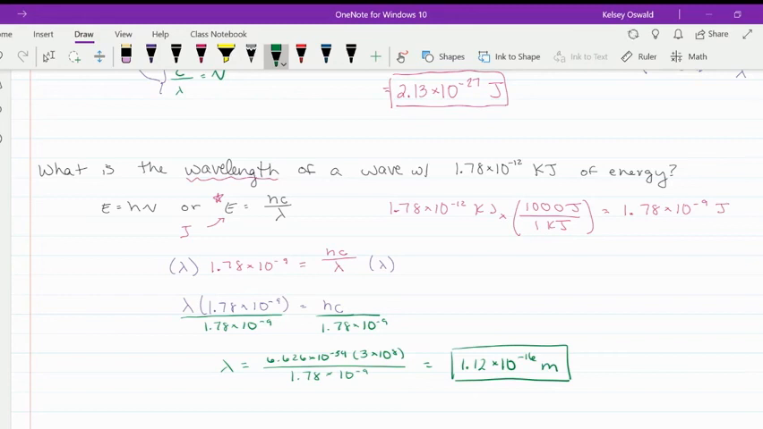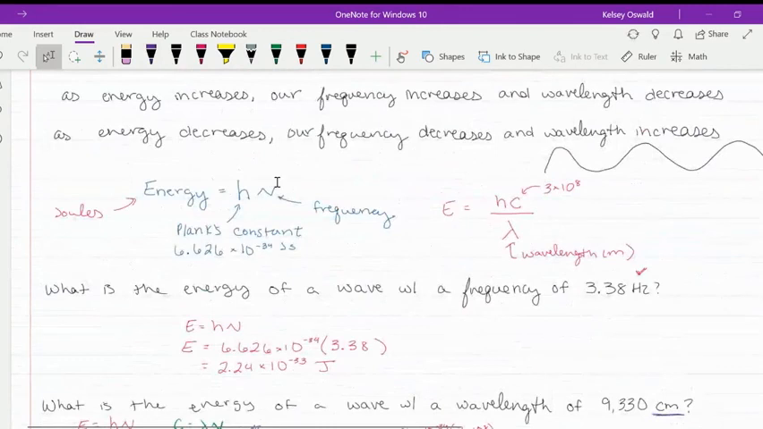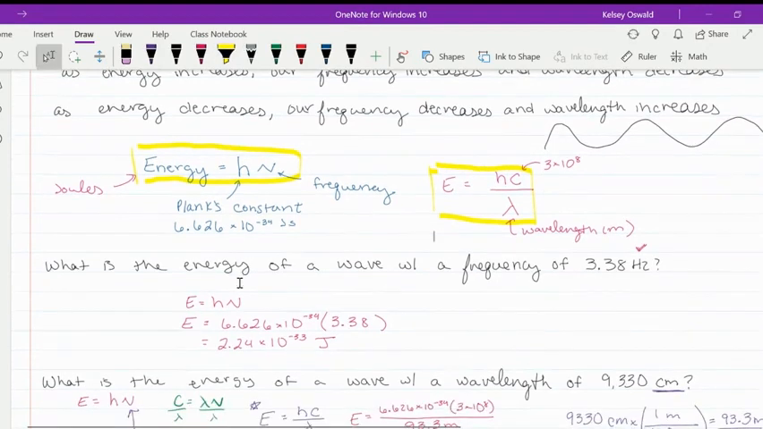All right, so I hope that helps. To find our energy of a wave, we're always going to use either one of these two equations. It's just a matter of, do we know our frequency or do we know our wavelength? And that'll help tell us what equation we need to use to solve for our energy. Okay, always just make sure that you have the correct units for those variables.